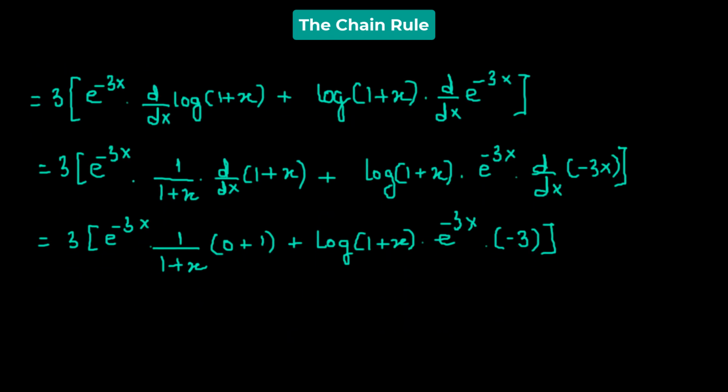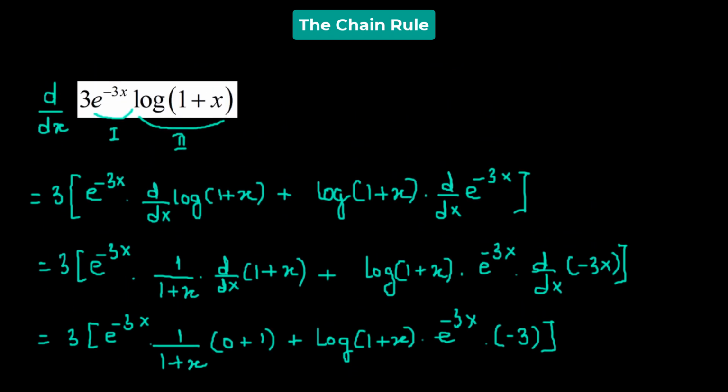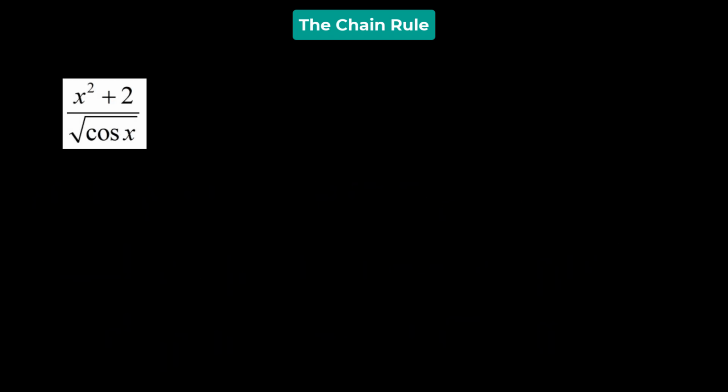So we can take e raised to the power of negative 3x as the common factor. We already have 3 common. That leaves us with 1 over 1 plus x minus 3 times log of 1 plus x. So this is going to be the derivative of the given function with respect to x. Let's move on to the next question. So here we have the function x squared plus 2 divided by the square root of cosine of x.